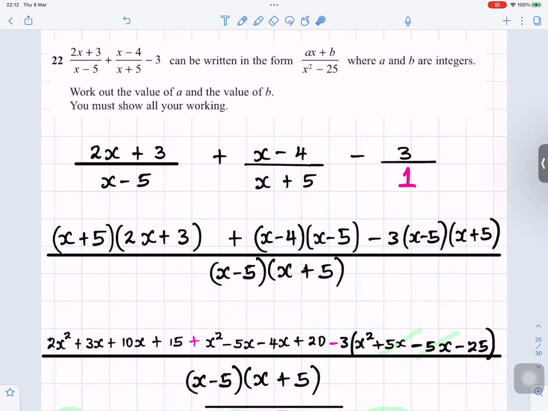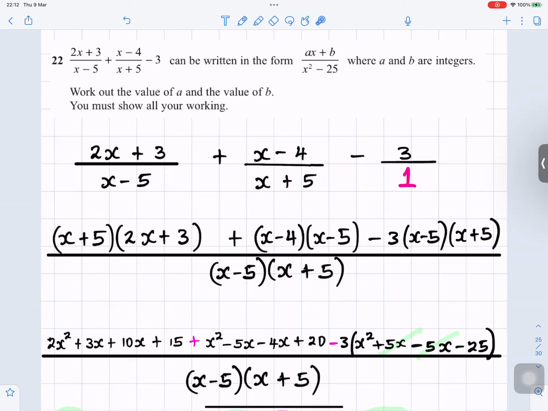So we do adding algebra. The x minus 5 would cross out with that, and you're left with x plus 5 and 2x plus 3. The x plus 5 will cancel with that, and you're left with x minus 4 and x minus 5. And we would be left here with x minus 5, x plus 5 times the 3. Now, the numerator, we need to expand it and simplify it.